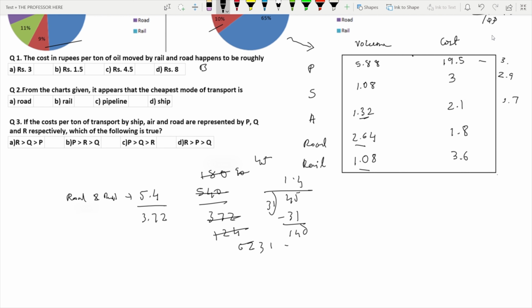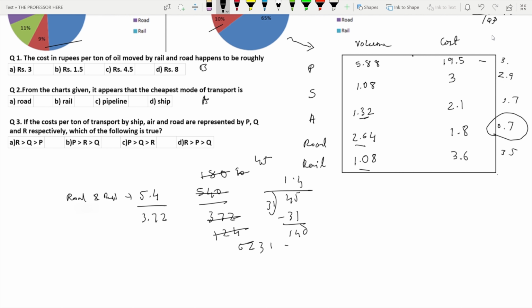Next one is road. 1.8 divided by 2.64. 1.8 divided by 2 will give you 0.9. So 2.64 will give you a further lesser value. It will be 0.7 or something like that. Next is 3.6 divided by 1.08. Again 3.5 or closer to this value. So the cheapest here is road, 0.7. No other value even comes close to this one. So option A.